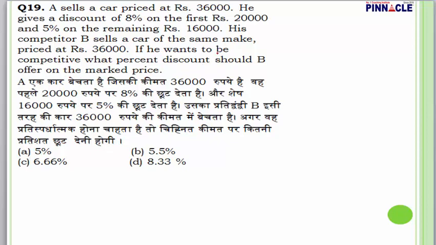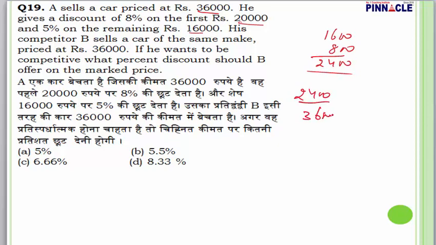Very good question. Now 36,000 is the price. He gives a discount of 8% on the first 20,000. So 20,000 into 8%, that is 1600 rupees discount. And on the remaining 16,000, he is giving 5% discount, 16,000 into 5%, that is 800. So the total discount he is giving is 2400, on 36,000.